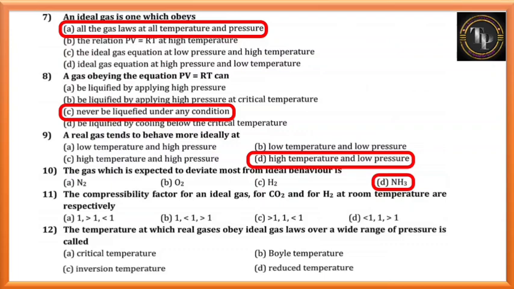The compressibility factor for an ideal gas, for CO2 and H2 at room temperature. CO2, the answer is 1, less than 1 or greater than 1. You may get these answers, guys. Next question. The temperature at which a real gas obeys ideal gas laws over a wide range of pressures, that is Boyle temperature.